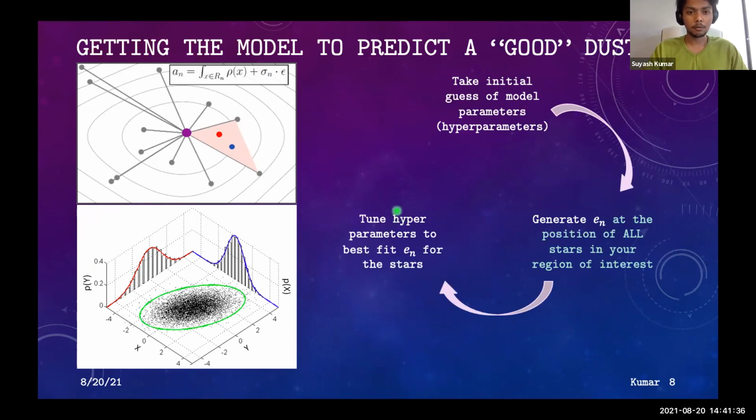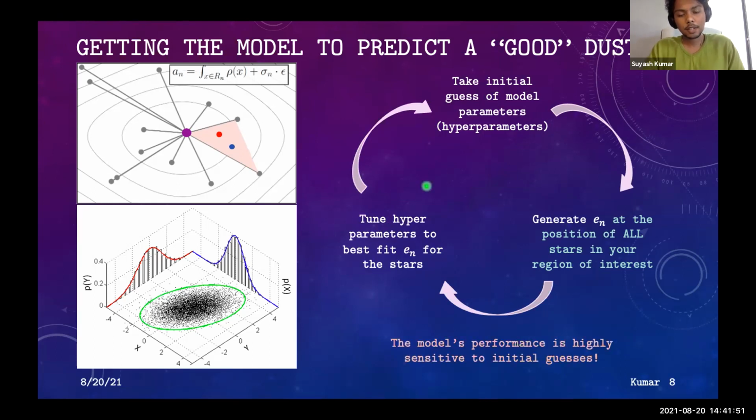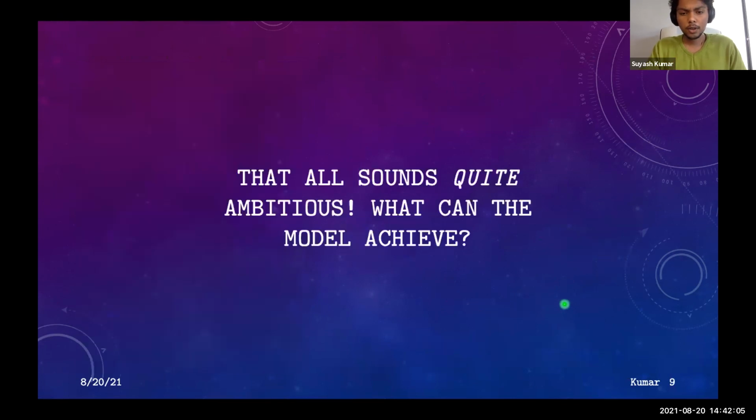Now, some of that tuning comes automatically with the model using methods like gradient descent, but some of the parameters cannot be tuned that way, and we would simply have to take a new initial guess and repeat this process. To top that off, the model's performance can be highly sensitive to these initial guesses. So this can be very much a feedback process and it can take a lot of time. But ideally, our model should be able to look at the extinctions and figure out the underlying dust map, which is definitely quite ambitious. So we should ask, what is it that we can achieve?